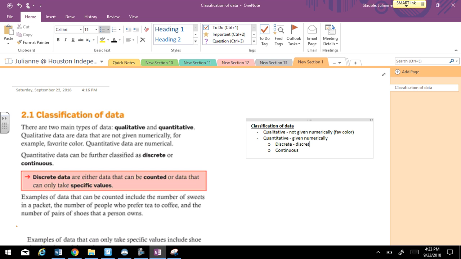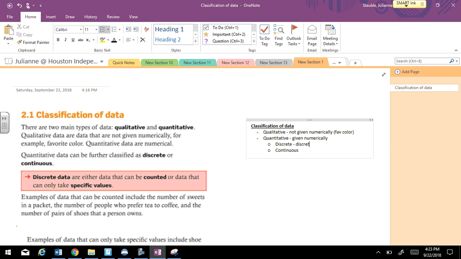So if we were to count all the desks in a room, that's discrete because I can easily see that there's 0, 1, 20, however many desks there are in that room, I can easily count them. If we had half of a desk, that's broken. No one wants that. So if it's not something that makes sense if you were to cut it in half, then that is discrete.